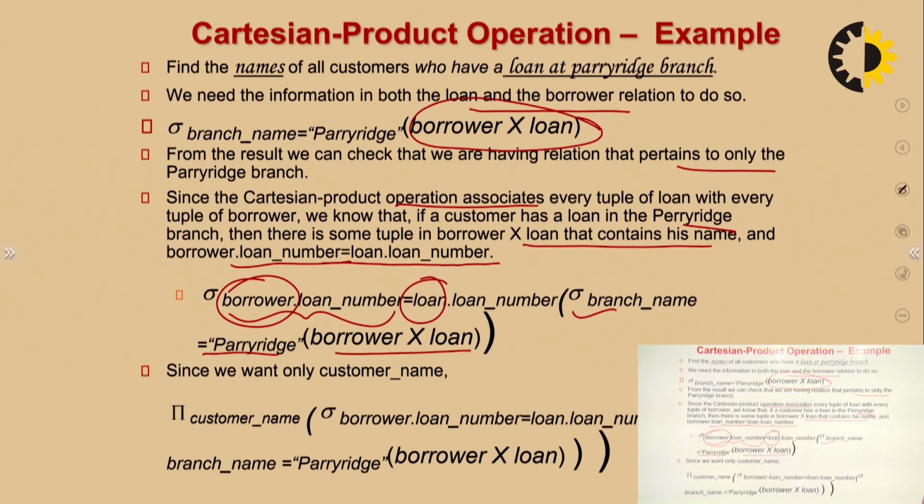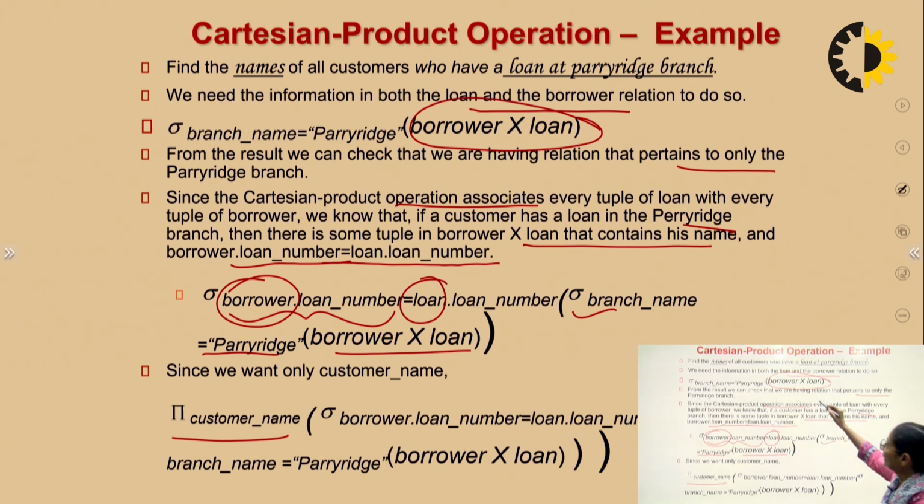So this is my thing, since we want only customer name. So my customer name, that is the projection, is coming here. So let me again explain this query. I want the name of all the customers who are having a loan at Perry Ridge branch.